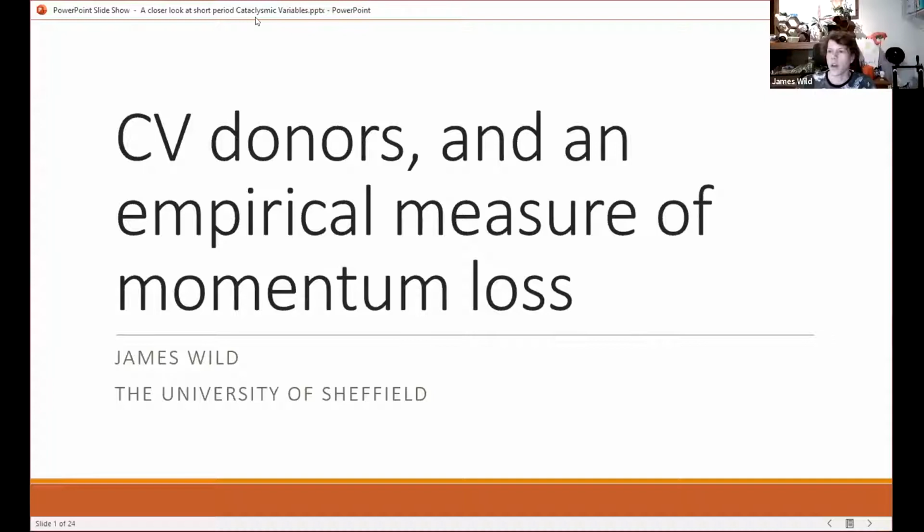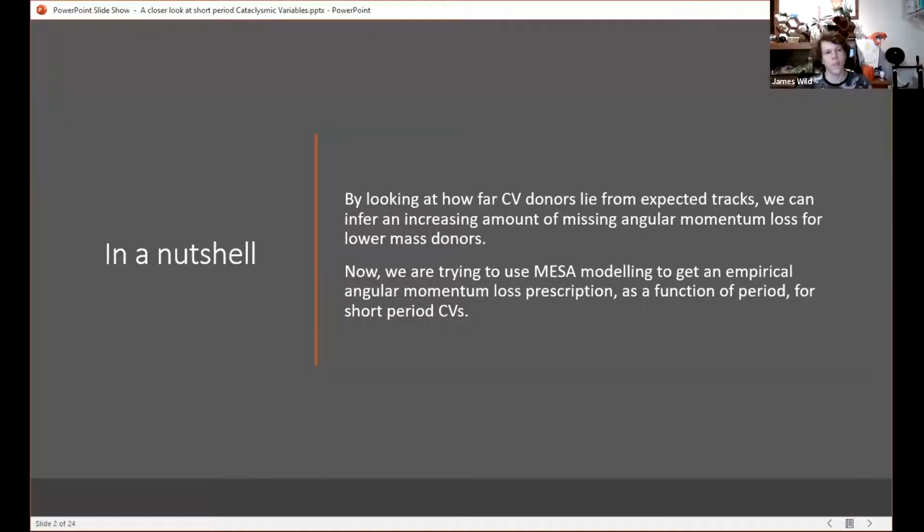Excellent. Okay. Before I get started, I'm just going to give everyone the takeaway. If you remember only one thing, make it this. By looking at how far CV donors lie from their expected tracks, we can infer an increasing amount of missing angular momentum loss for lower mass donors. And now we're trying to use MESA modeling to get an empirical angular momentum loss prescription as a function of period for short period CVs.